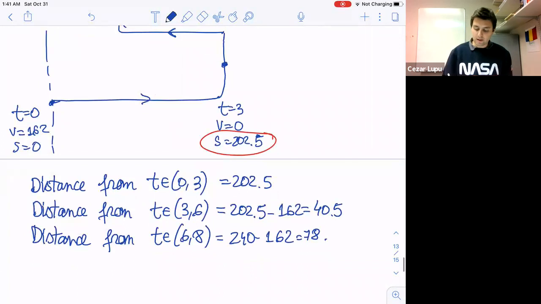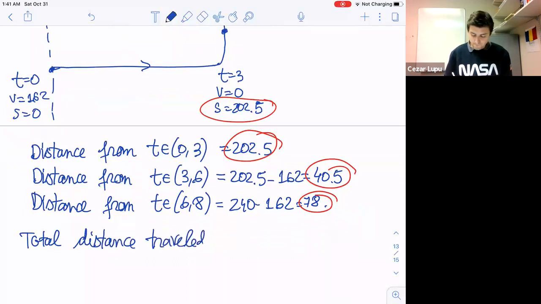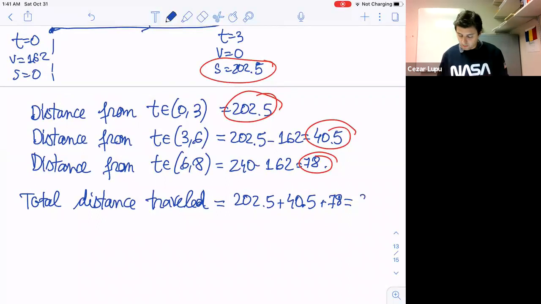And now if we want to see the total distance traveled, we just have to add these three. So the total distance traveled is 202.5 plus 40.5 plus 78. And if you add these three, it will be 321. And that's it. That's the final answer.